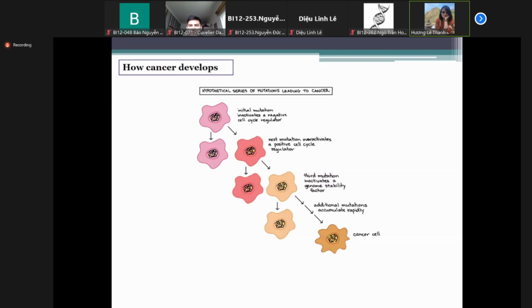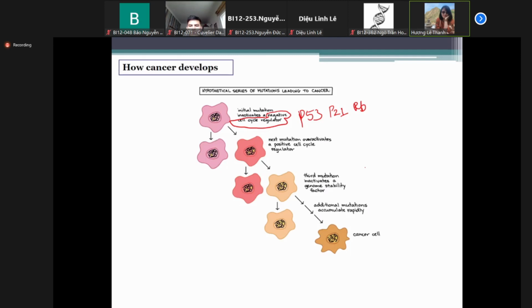Initial mutations are related to the inactivation of the negative cell cycle regulators. Do you know what the negative cell cycle regulators are? Remember the proteins p53 and RB, and also p21. These block progression of the cell cycle until certain events occur.